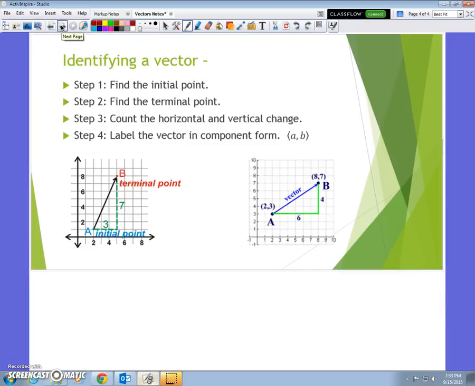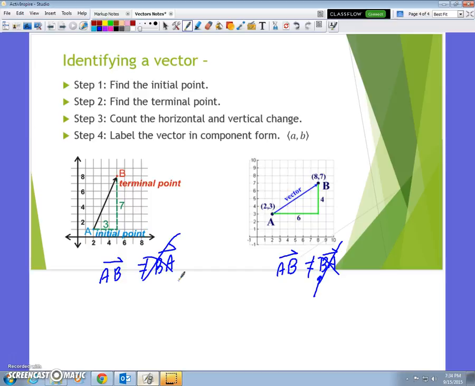Finally, if you're having a hard time with this, I've written out some steps for you. You need to know the initial point and the terminal point. You're going to count the horizontal and the vertical change, and label it in component form. We could label either of these vectors, if they're separate examples, as the vector AB, and that would be fine. However, we cannot label them the vector BA. These are not the same thing. The first part must be the initial point. So that is no good. The initial point must be the first point in your labeled vector.